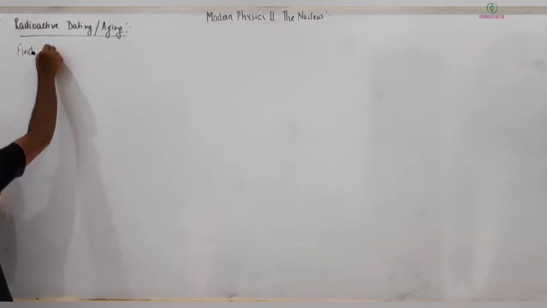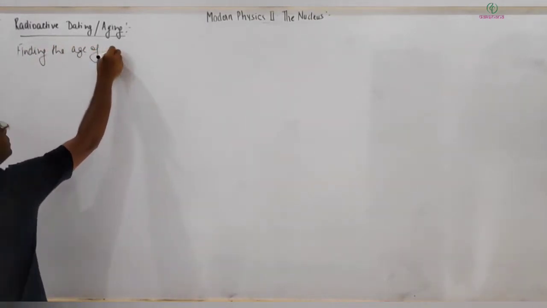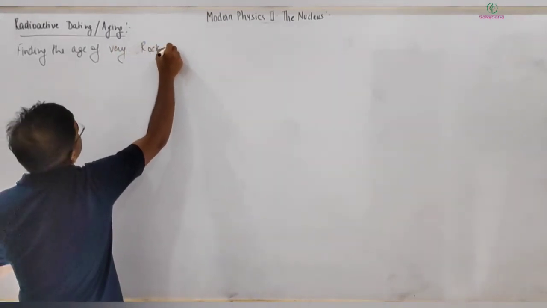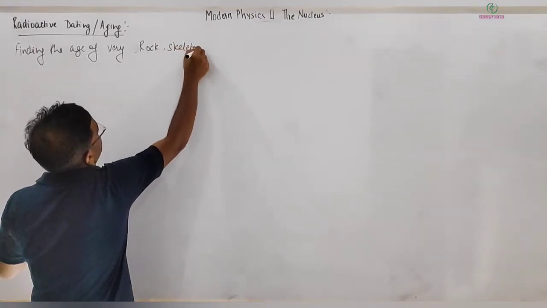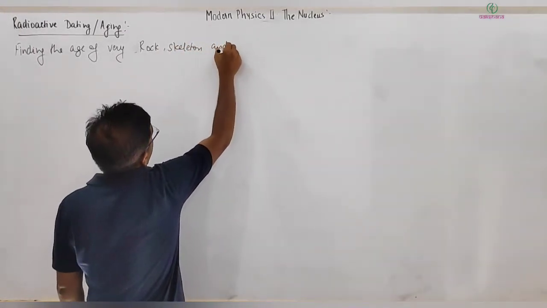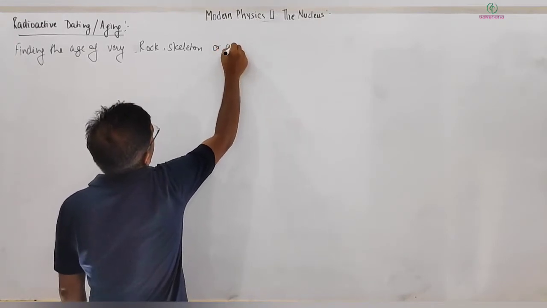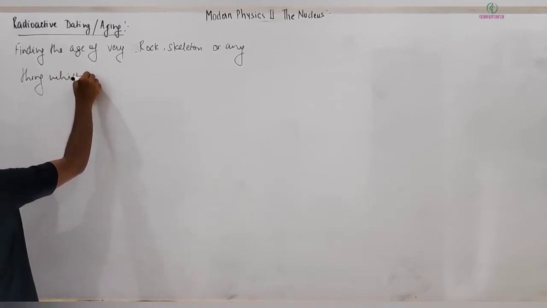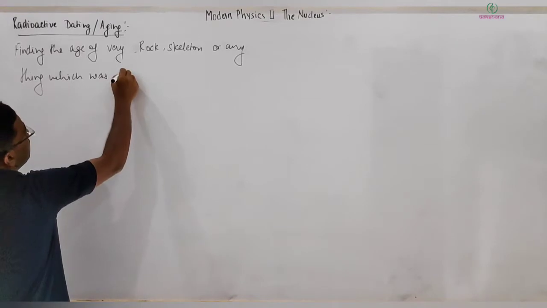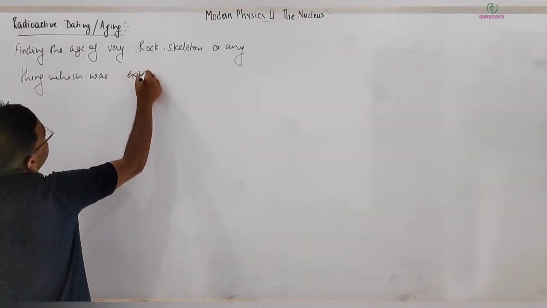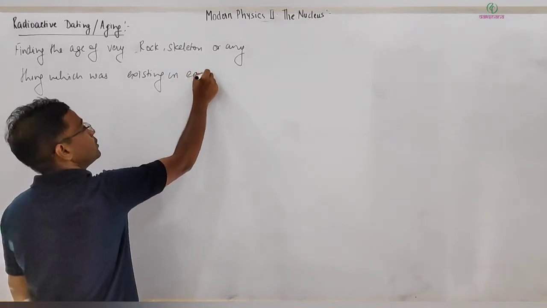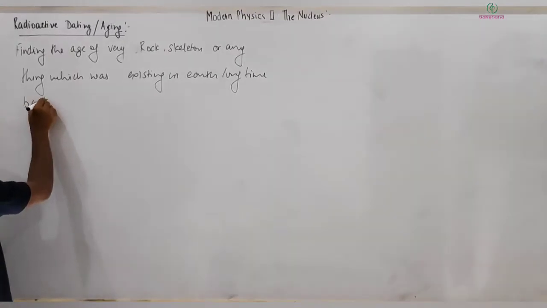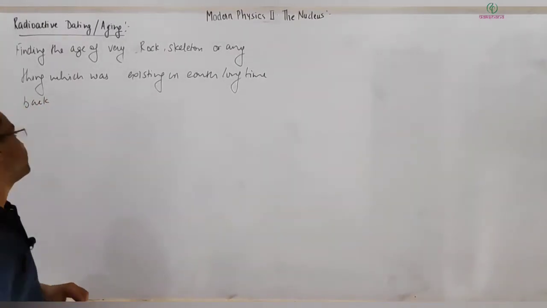It means finding the age of very old rock, skeleton, or any organism which was living on earth a long time back. Is it? So we actually have two methods for finding their age.